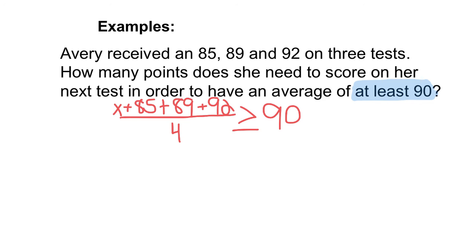This is our inequality to represent that. Now, because we have not solved one that looks like this, we are going to take the time to solve this one. But we won't solve the rest of them. But for this one, we can. So when you see something like this and you've got all that stuff going on, first thing you want to do is combine like terms on the top of that fraction. So you can add your 85, your 89, and your 92 together.